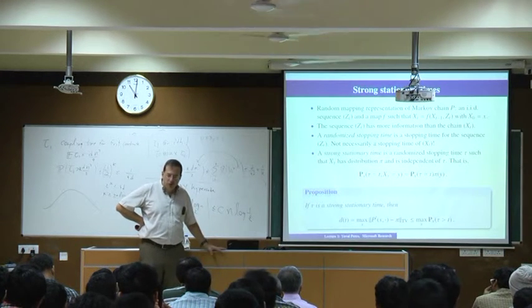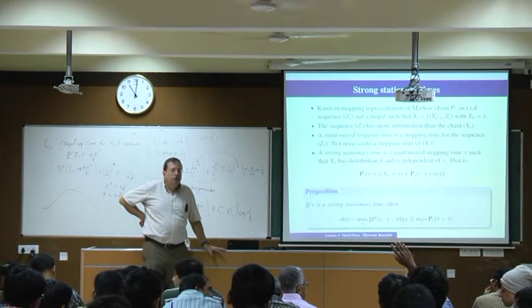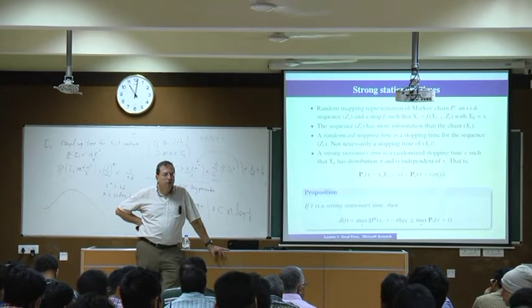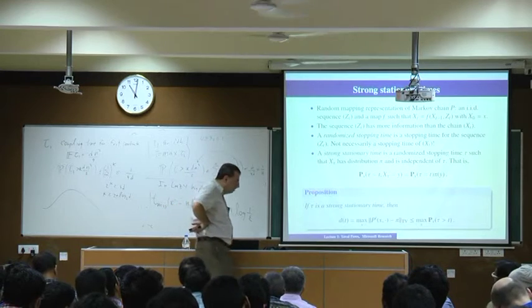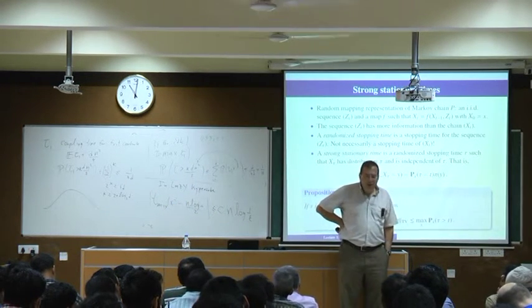Sorry, very naive question. Yes. Do there exist examples of Markov chains where there is no strong stationary time? No. There always is a strong stationary time.